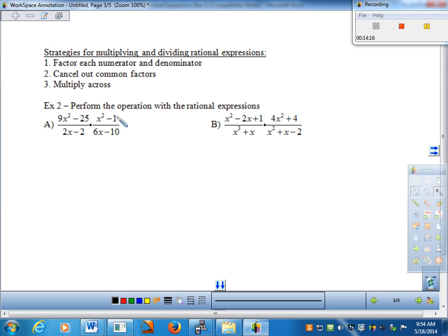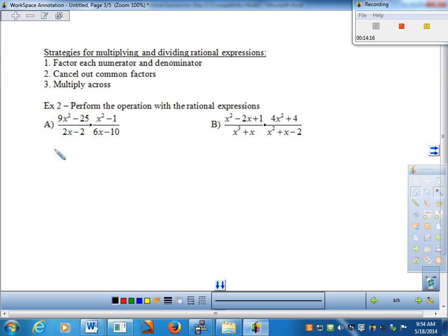I'm not just going to multiply it straight across and develop this big quartic in the numerator and a quadratic in the denominator. Remember, you see this a lot in mathematics as you go through the levels. You do want to break things down rather than build them up. We want to simplify if possible. And so that's what we're going to do right here. Those are the strategies that we're going to utilize.